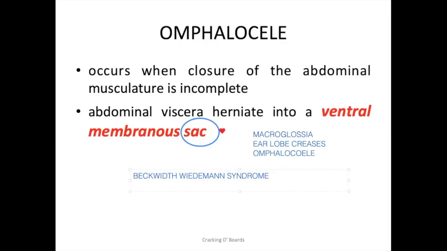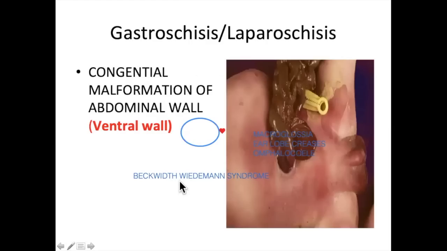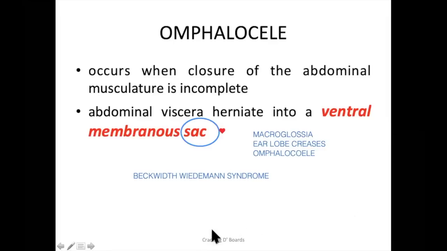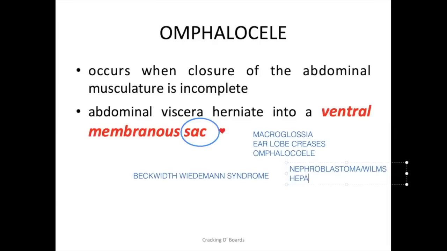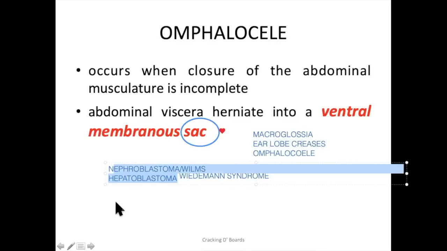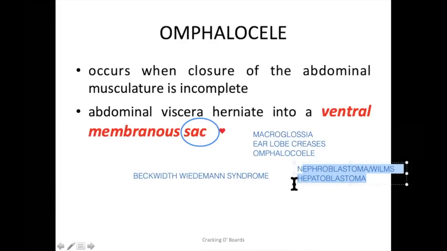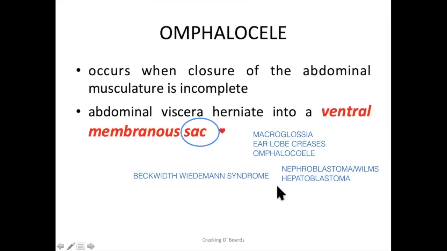Now, question. What are the two most common cancers associated with Beckwith-Wiedemann? The two most common malignancies. So one is Wilms. Next is the liver. Since this is a child, this would specifically be nephroblastoma, that's Wilms, and next is hepatoblastoma. So basically, it is going to be liver and kidney.